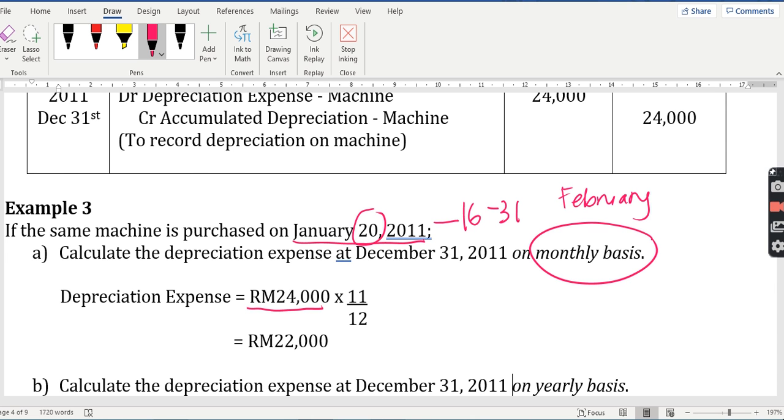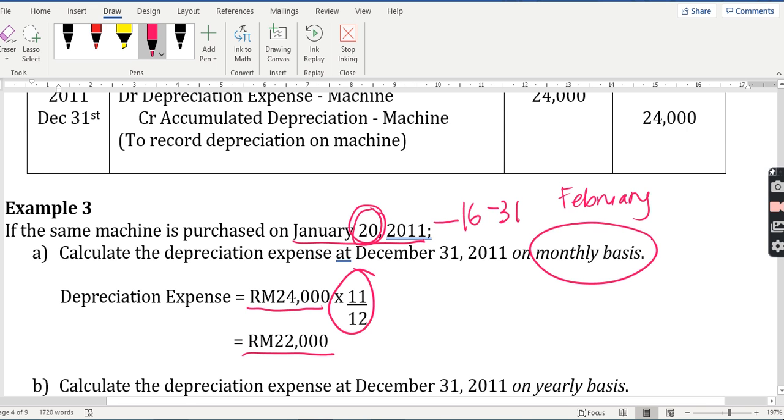If you are using monthly basis, you need to calculate only based on how many months you are using the asset. On the month of the purchase, because you bought the asset on the 20th, there won't be any calculation of depreciation expense for the month of January. So the calculation only starts on February. Your depreciation expense is only for 11 months, so we'll multiply with 11 upon 12.